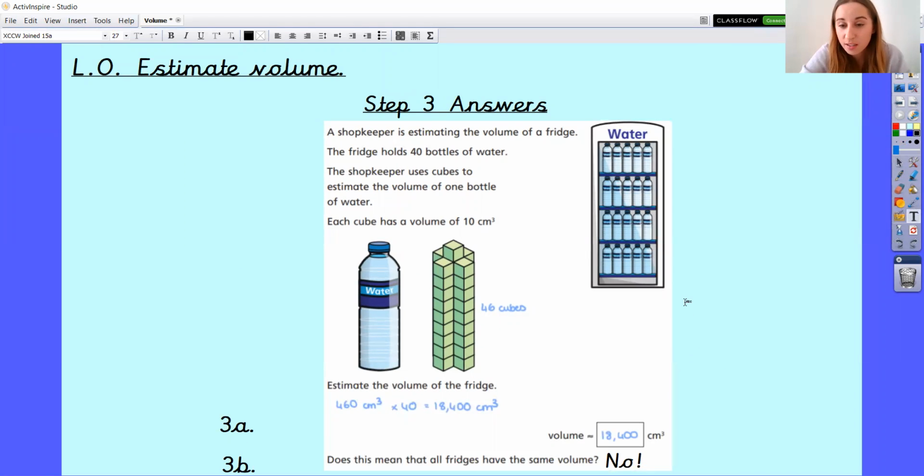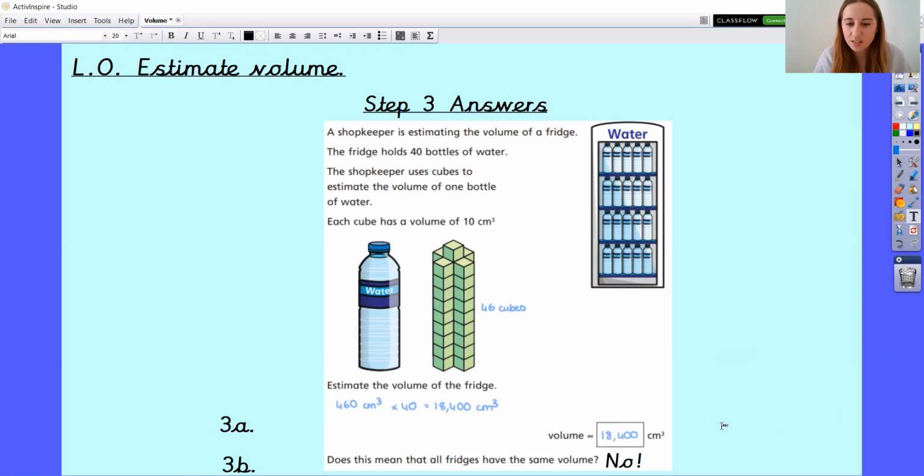Now, I don't know how you've worked that one out. You might have used a written method. You might have done 460 and then multiplied it by 40 and used a written method to do it that way. You might have done 46 times 4 and then multiplied that by 100. There's different ways you could have solved that one. Okay. So the estimated volume was 18,400 centimetres cubed. Have a think about how close you were to that one.